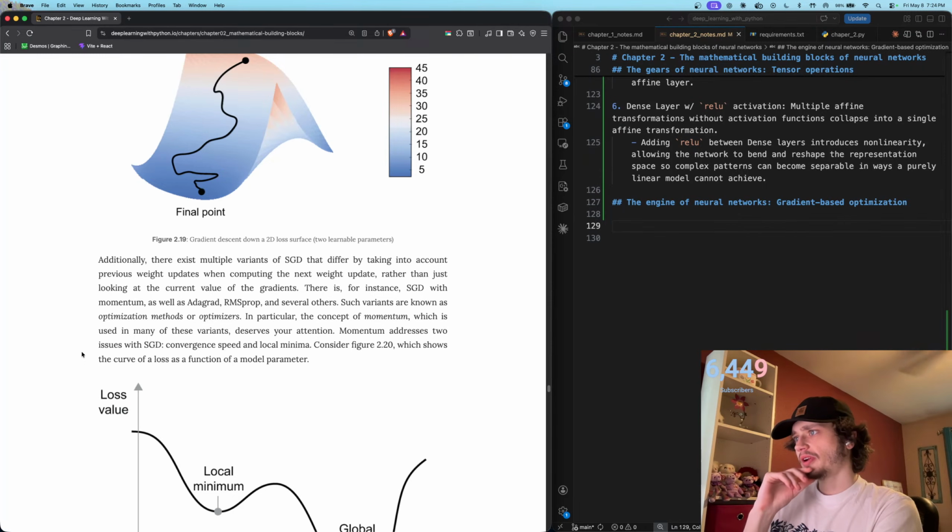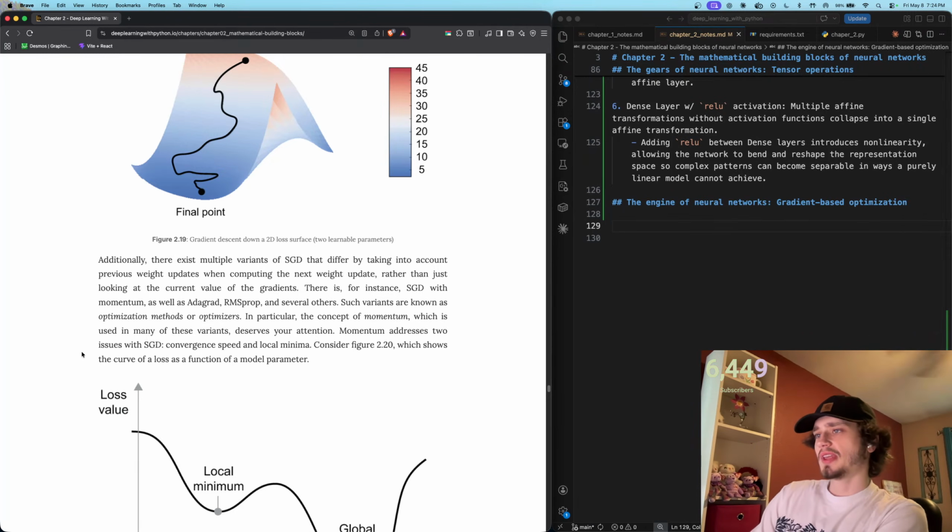Additionally, there exist multiple variants of stochastic gradient descent that differ by taking into account previous weight updates when computing the next weight update, rather than just looking at the current value of the gradients. There is, for instance, stochastic gradient descent with momentum, as well as Adagrad, RMSprop, and several others. Such variants are known as optimization methods or optimizers.